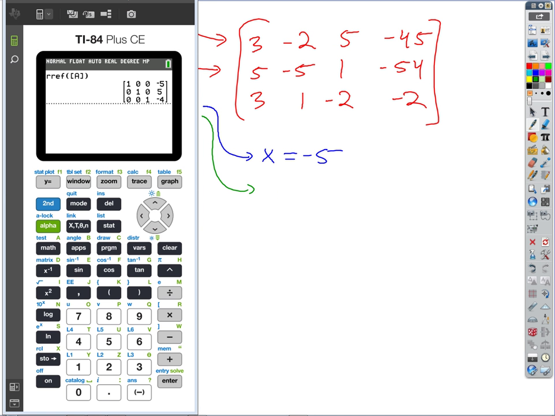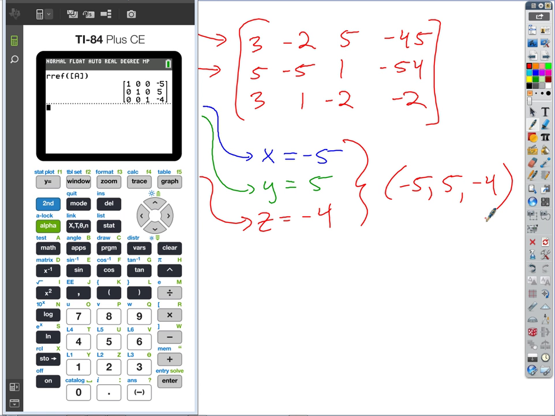So the second row, look what this is saying. This is saying 0x plus 1y plus 0z equals 5. So the second row is telling us y equals 5. And the third row is telling us 0x plus 0y plus 1z equals -4. So in other words, z equals -4. So that just becomes the ordered triple, -5, 5, -4.